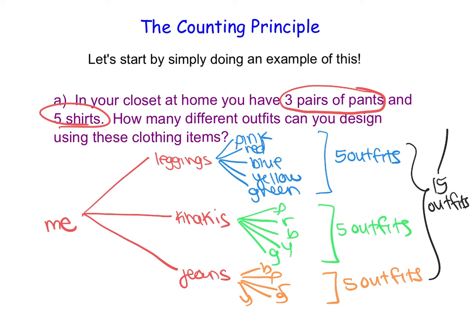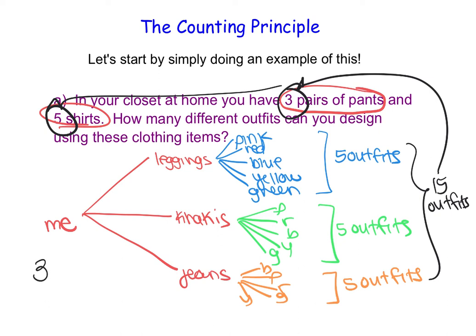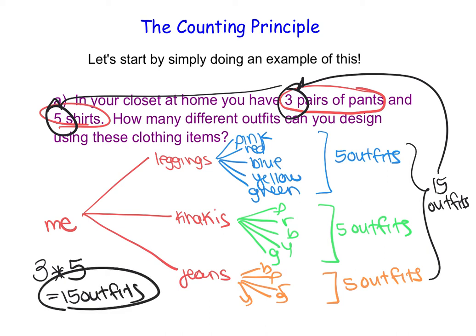Now, we can draw this out every time and find all of the different combinations, but what I notice when I look at 15 is that 15 is 3 times 5. And the counting principle is just that. If you know you're making combinations, you can multiply 3 times the 5 different shirts, and we'll end up with 15 different outfits. So let's take a look at another example and see if we can apply this same multiplication trick to that.